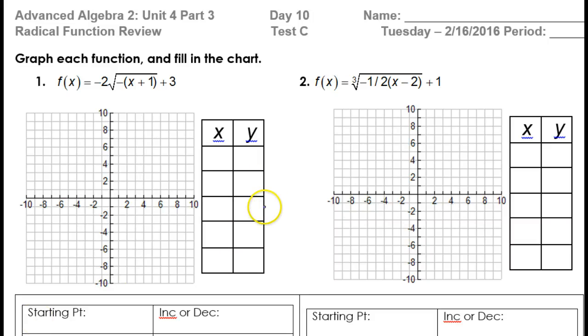Alright, in this video I will teach you how to graph square root functions like this one and cube root functions like this one. And we will do it without using a graphing calculator or even a TI-30XS MultiView. That'd be almost like cheating. Alright, so here's the thing. Let's zoom in on number one.